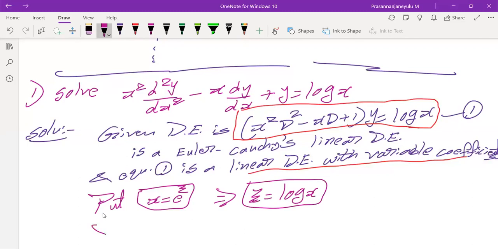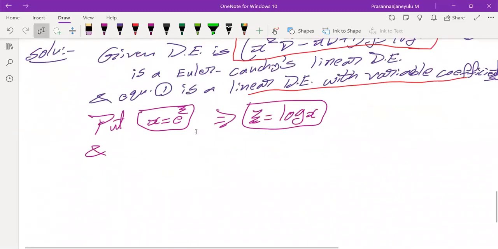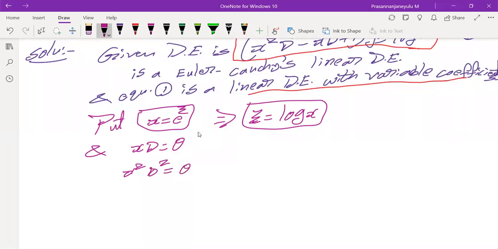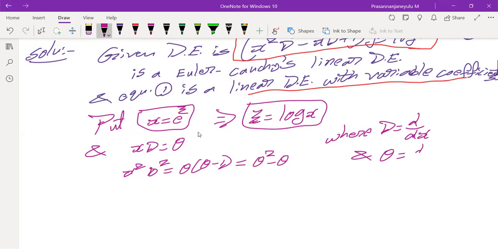Now, what are the few more things we discussed? What is the procedure? Same steps we have to remember. x into D equals theta. x square D square equals theta into theta minus 1. This we need to substitute, but I am going to simplify here only. So theta into theta minus 1 becomes theta square minus theta, where capital D is d by dx. These steps we need to write in every problem, and theta equals d by dz. This is important. So now substitute in equation number 1.